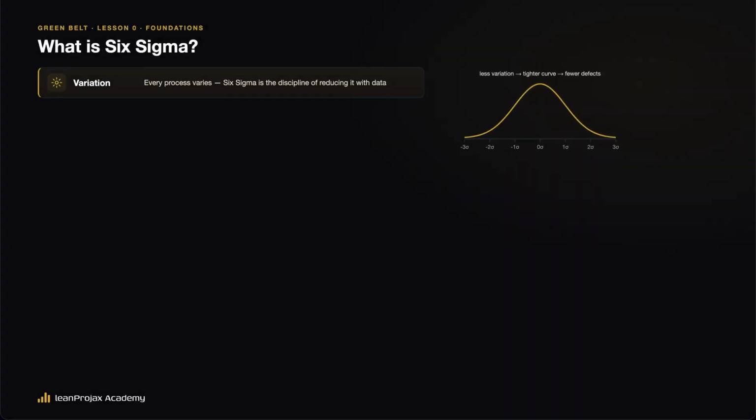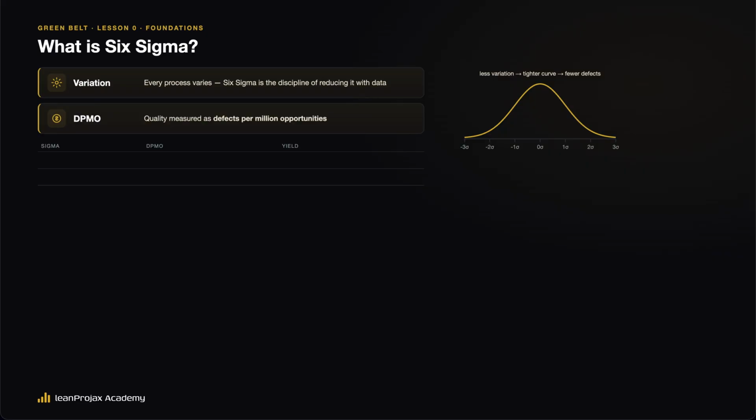So what is Six Sigma? At its heart, it's a way of reducing variation. Every process varies: cycle times drift, dimensions wander, invoices go out late. When variation pushes a process beyond what the customer accepts, you get a defect. Six Sigma measures quality as defects per million opportunities, DPMO. A process running at Six Sigma produces just 3.4 defects per million.